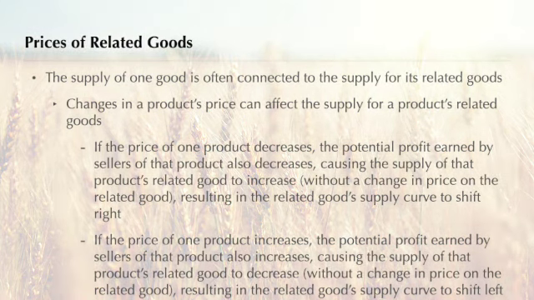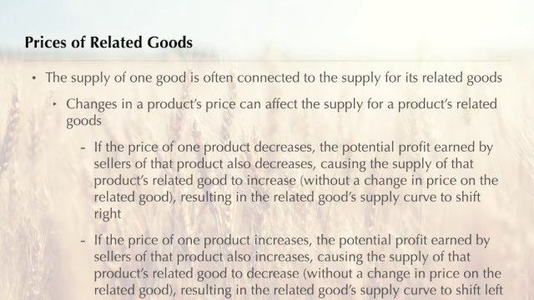The supply for one good often is connected to the supply for its related goods. This means that changes in a product's price can affect the supply for the product's related goods. For example, think again of Gary Bryant, the wheat farmer. In addition to wheat, Gary has several other choices of crops: corn, soybeans, and hay, for example. These goods are related as far as Gary is concerned because they share a common feature. They are potential crops that he may choose to plant.